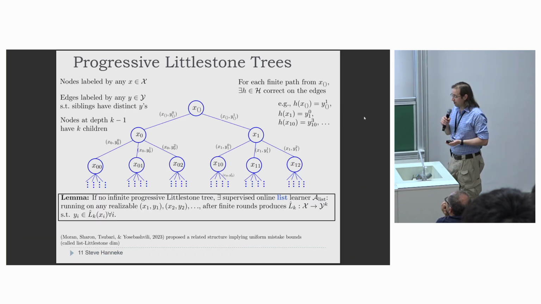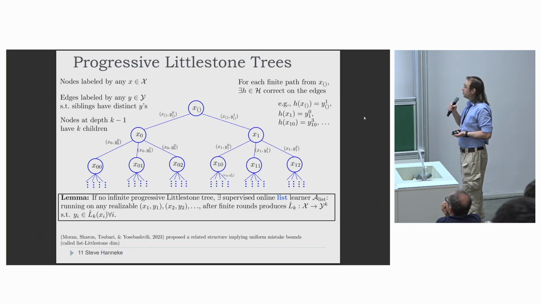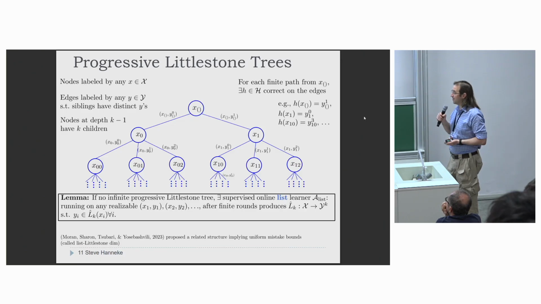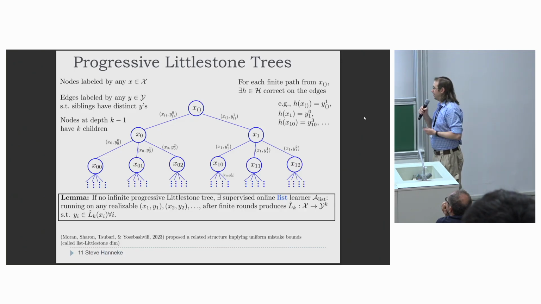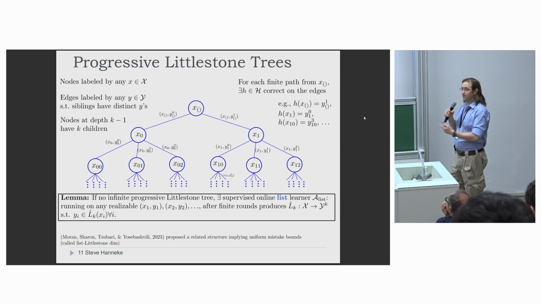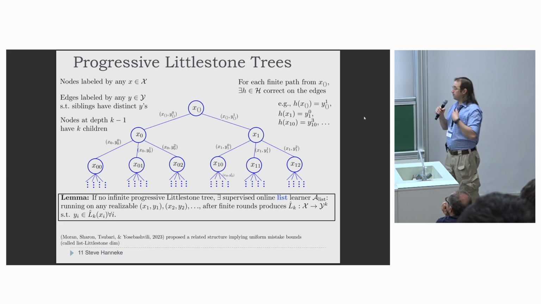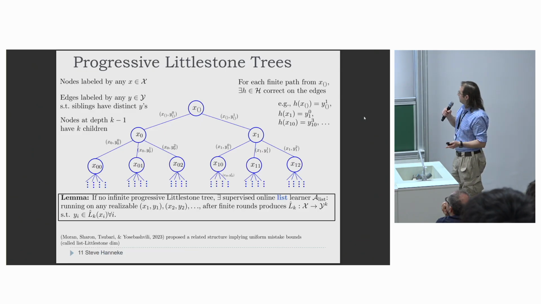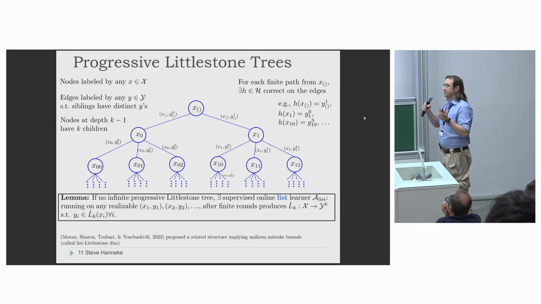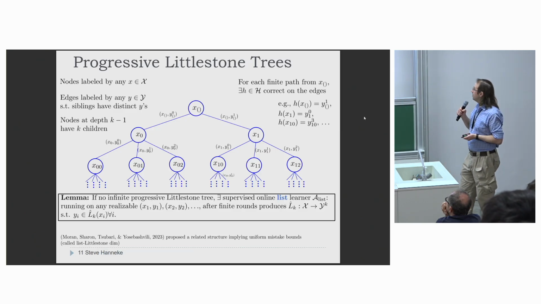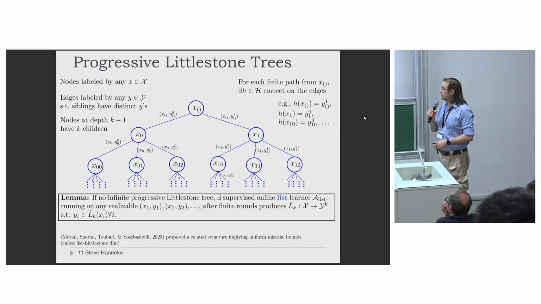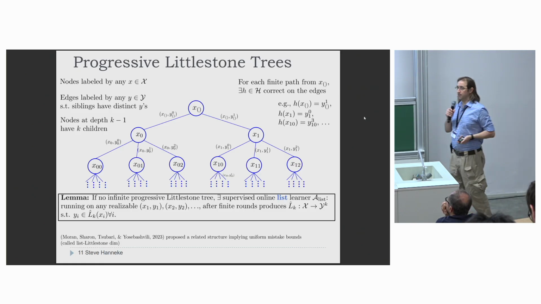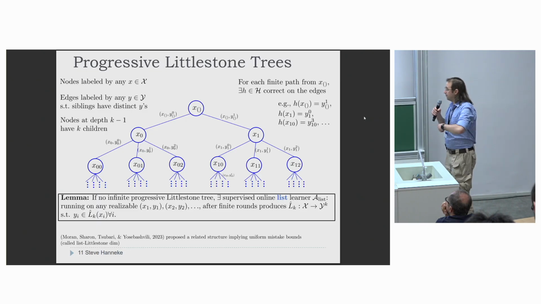The reason this is interesting for us is because we show if there's no infinite progressive Littlestone tree, then there's a supervised online list learner, meaning that if you run this algorithm on any infinite sequence of xy pairs realizable by the class, after a finite number of rounds, it will produce a list predictor, meaning a function that maps x to some list of some number k of labels, such that for every xy pair in the sequence, the label y will be in the list produced by applying the predictor to x. So you can kind of capture all of the labels.